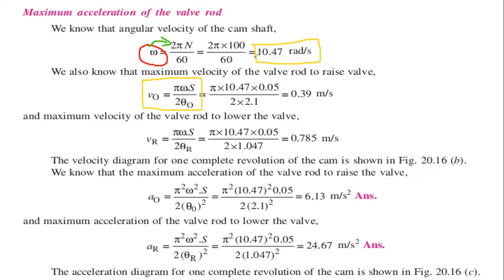Pi into omega we have calculated, it is 10.47. And s is the stroke of the follower, which is 50 mm. We have converted it into meters, that is 0.05, divided by 2 into theta of O. That is theta for outstroke, the angle for the outstroke. We have converted it into radians, that is 2.1 radians. By substituting all the values, we have got 0.39 meters per second. So the maximum velocity for the outstroke is 0.39 meters per second.